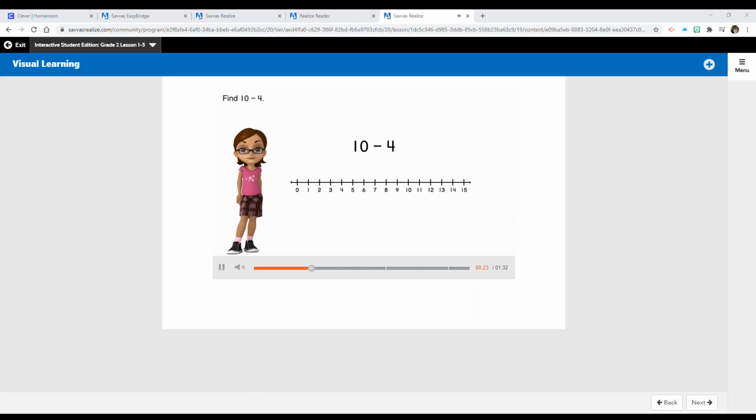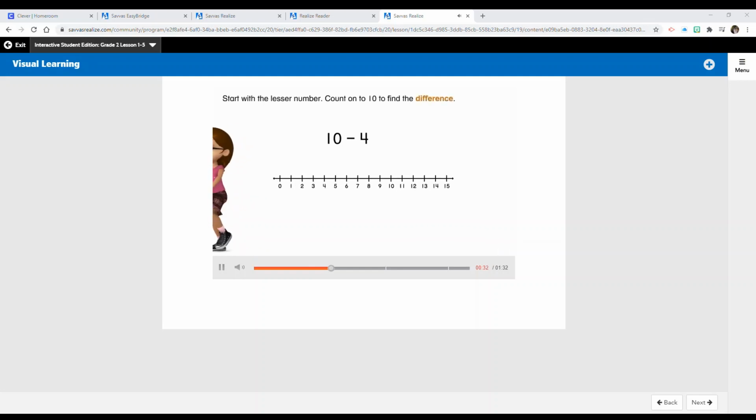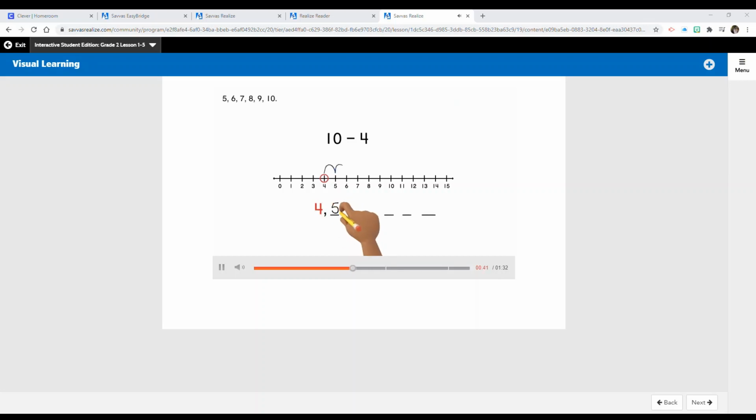Find 10 minus 4. You can count on to subtract. Draw each move as you count. Start with the lesser number. Count on to 10 to find the difference. 5, 6, 7, 8, 9, 10. You count on 6 spaces to get from 4 to 10. So 10 minus 4 equals 6.